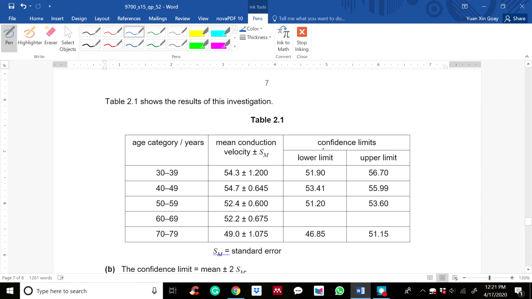Confidence limits are the numbers at the maximum and minimum end of a confidence interval. These confidence limits will tell you how accurate your estimate of the mean is likely to be.